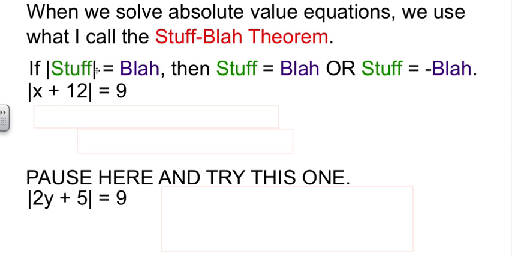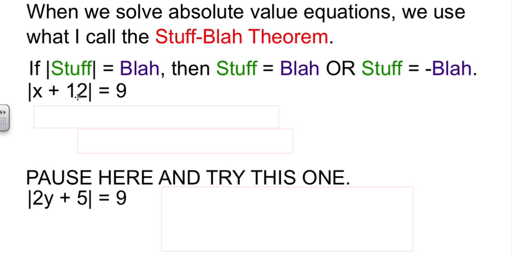Put another way, let's say this is a 12 on the right, whatever's inside here either has to be 12, because the absolute value of 12 is 12, or it would have to be a negative 12, because the absolute value of negative 12 is also 12. So when you have an absolute value equation, you're going to have to split it out into two problems and solve each one.